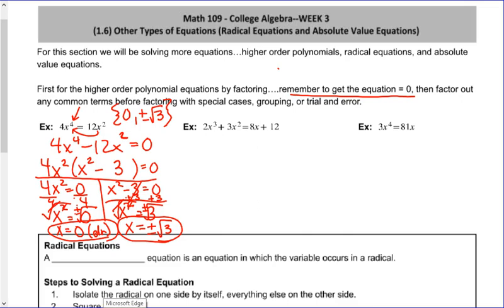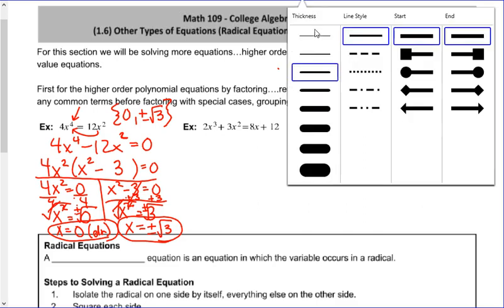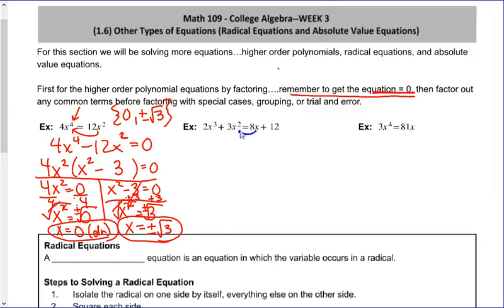All right, let's try this 4-term polynomial. Again, we need it equal to 0, so I'm going to end up subtracting over some terms. I'm going to keep that positive highest power, and I'm going to subtract each one of those over.